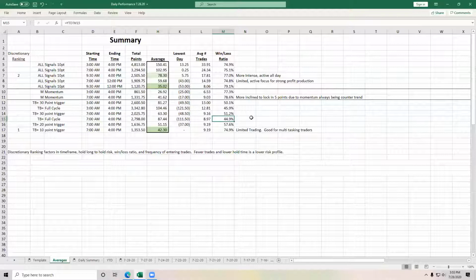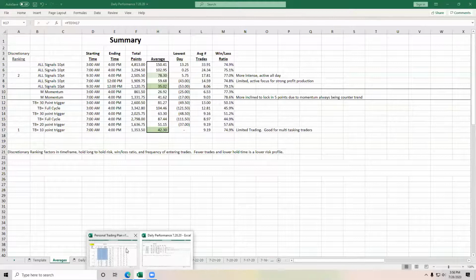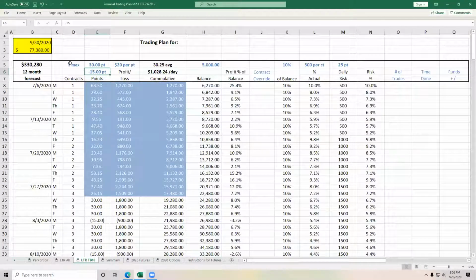Now, there's nothing wrong with that if you can manage your way through and kind of slog through all of the losing trades to get there, but that has an emotional weight for most traders. So we like to focus on the ones that have a higher win rate, maybe a lower overall percentage win, or average points. But then when you factor it into your personal trading plan, you can scale differently.